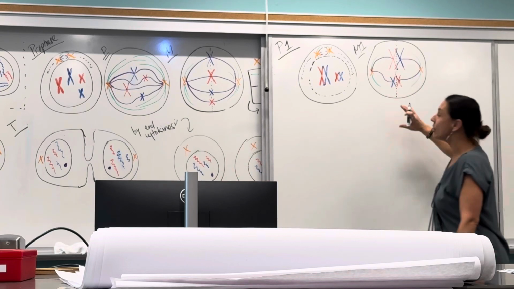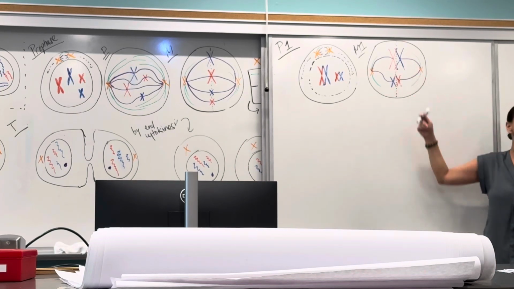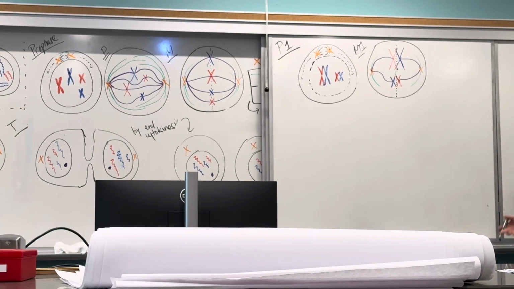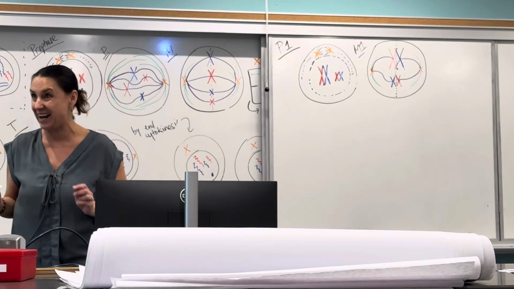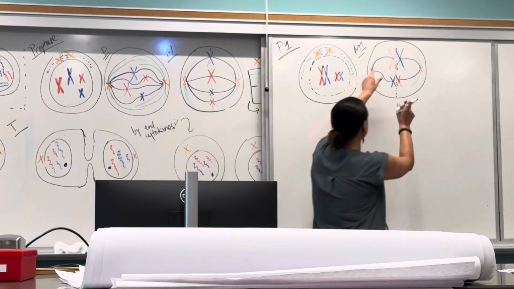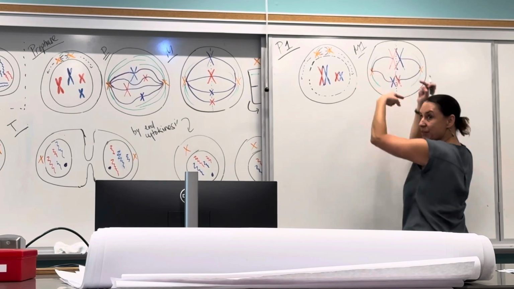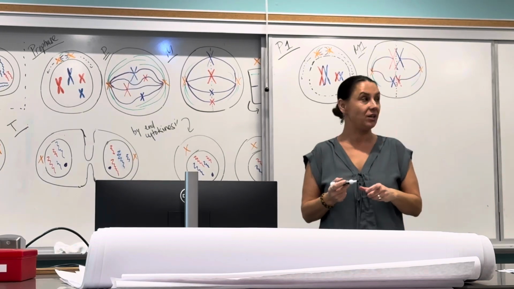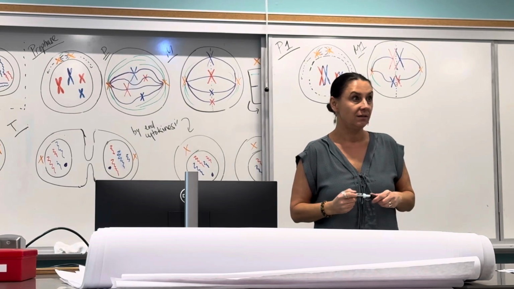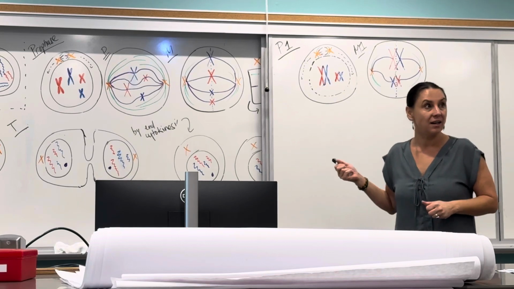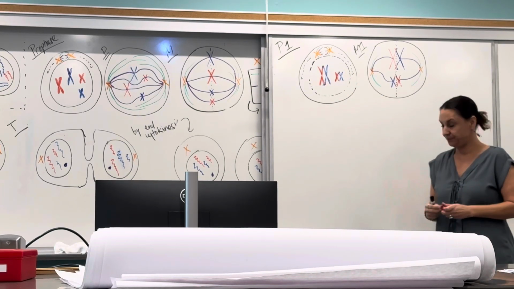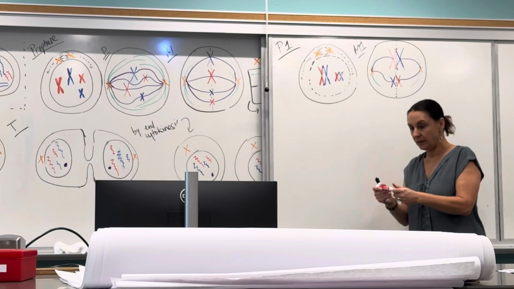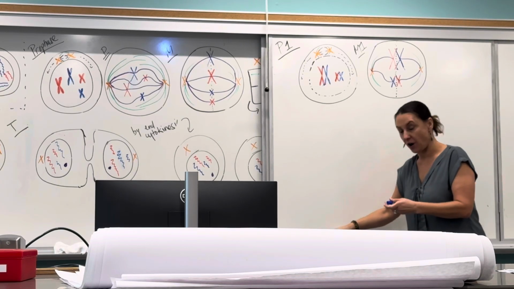Who is aligned here in metaphase 1 of meiosis? It's your tetrads. You could say tetrads are aligned at the cell equator, or the homologous pairs are aligned. These guys are homologous pairs to one another. The homologous pairs are aligned at the cell equator. How did they get there? Who made them go there? Those meiotic spindle fibers. Okay. Any questions so far?